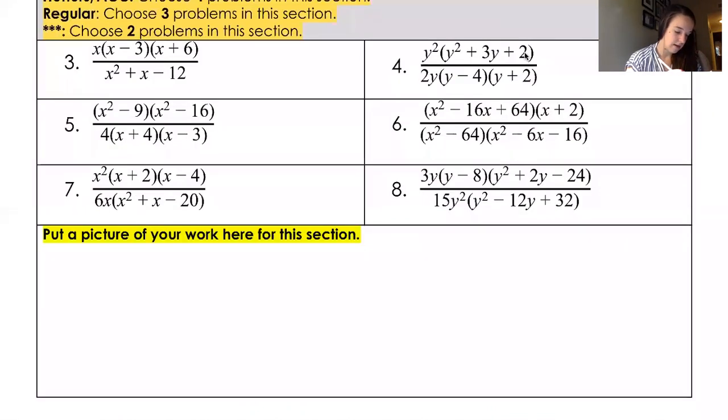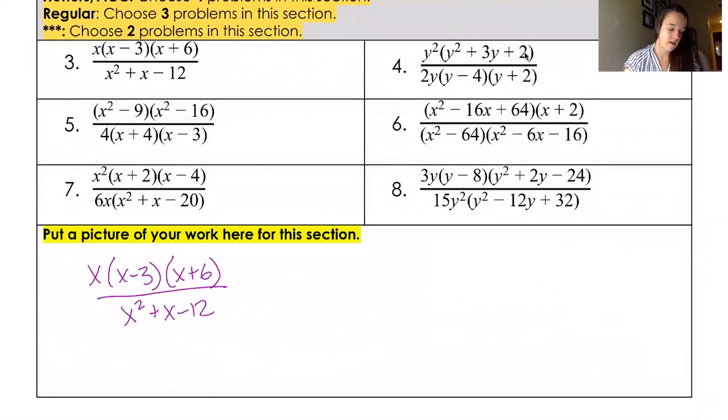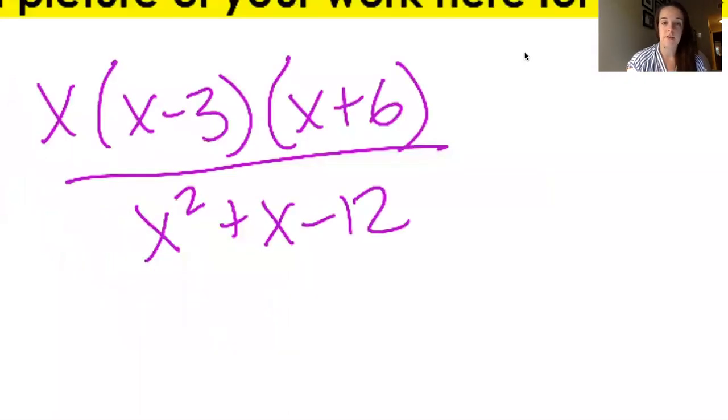So for number 3, it says x times x minus 3, x plus 6, over x squared plus x minus 12. So for this one, I know that the top is already factored for me, which is really awesome. So I just need to factor the bottom.